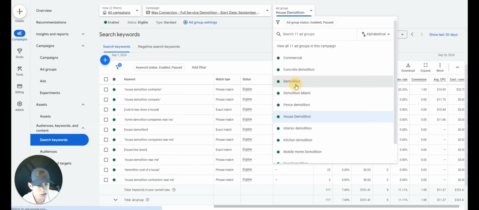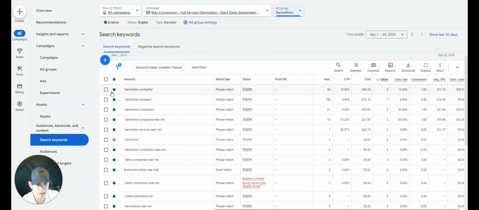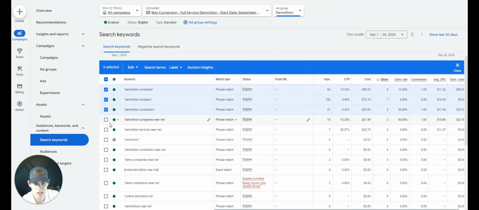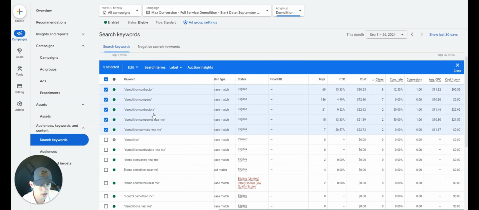Additionally, in the demolition campaign, we have the same thing, right? So demolition contractor, company, demolition contractors, companies near me. We pause demolition. It's just not a very good keyword. But you guys can see here that demolition contractors and demolition company near me have a $20 to $22 cost per lead. Demolition contractor up here has a bit higher cost per lead at 90. But if we look at the search terms, I'm sure it's just showing up for more things. So make sure that your keywords are very quality.